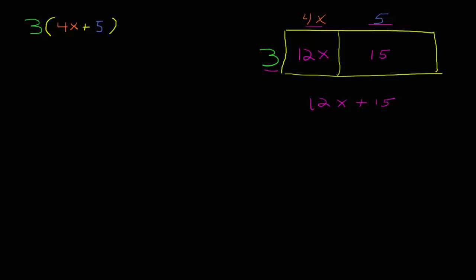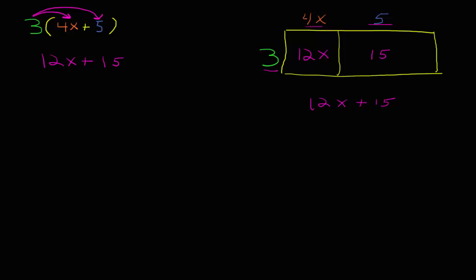We're going to take the number and multiply it by everything on the inside of our parentheses. So we're going to take our 3 and multiply it by 4x. And we're going to take the 3 and multiply it by 5. 3 times 4x is 12x. 3 times 5 is 15. And that's as far as we can take it. Since the 12x and the 15 are not like terms, we cannot combine it any further.